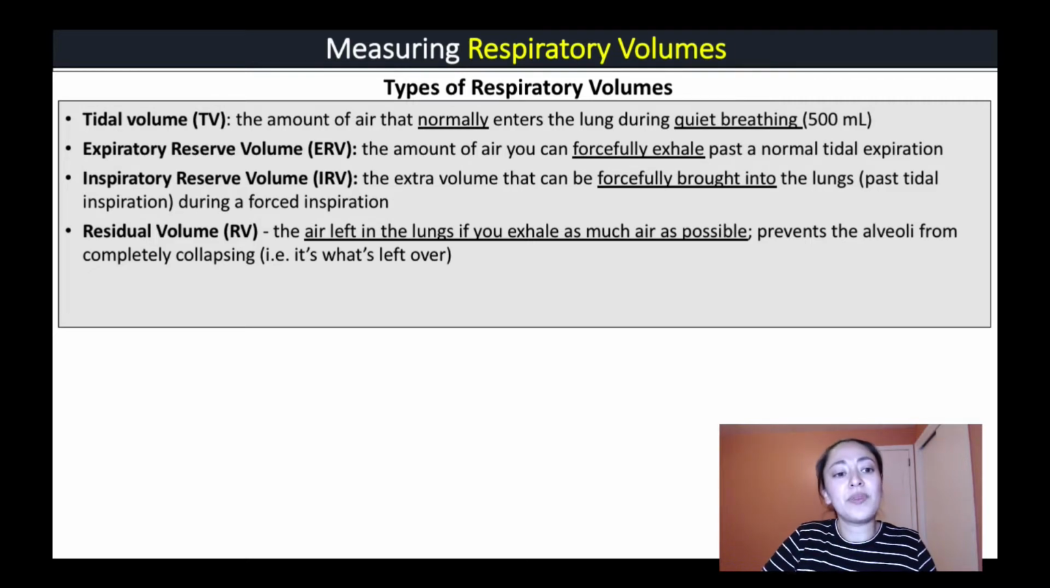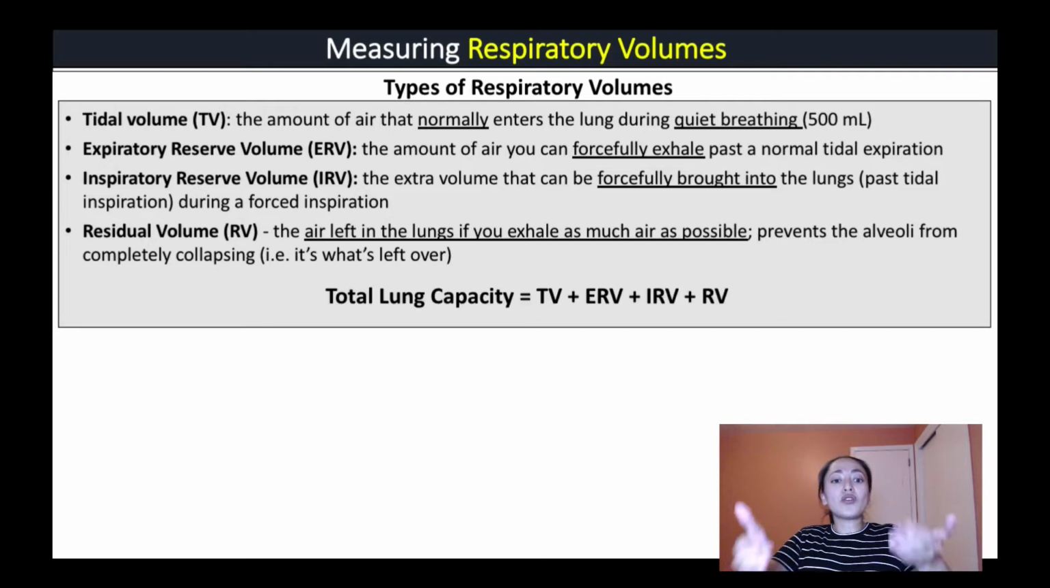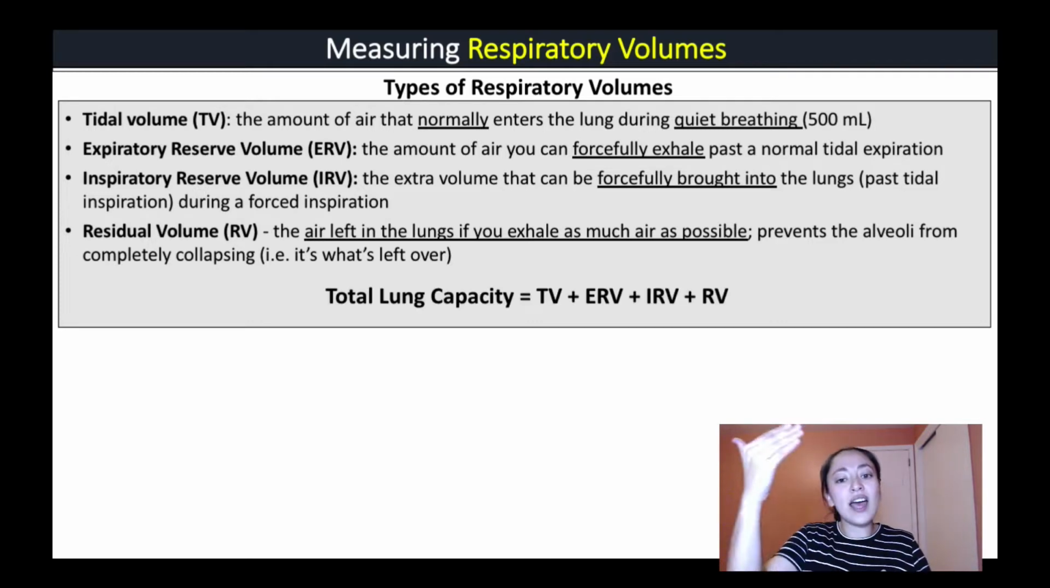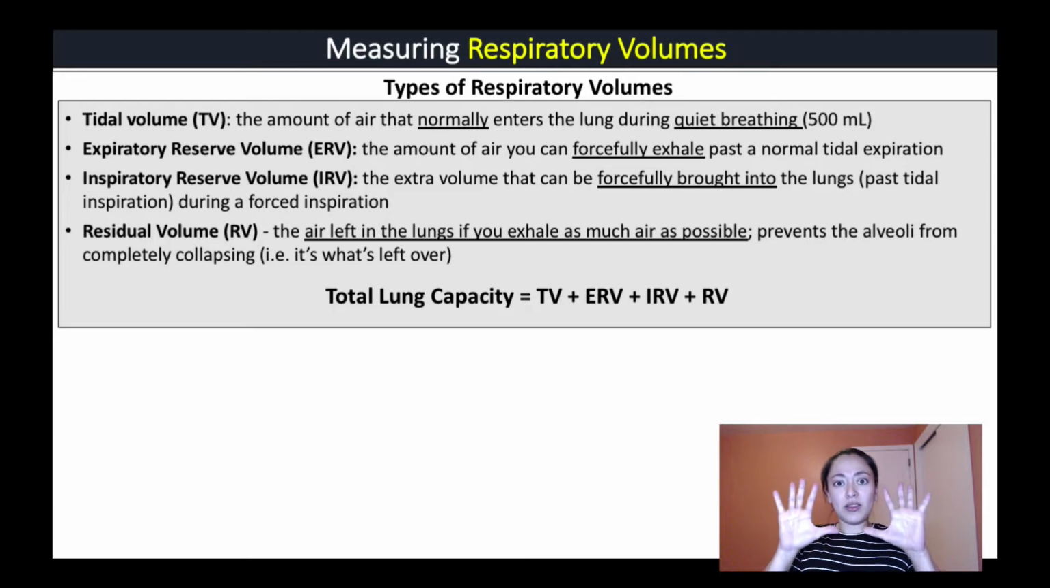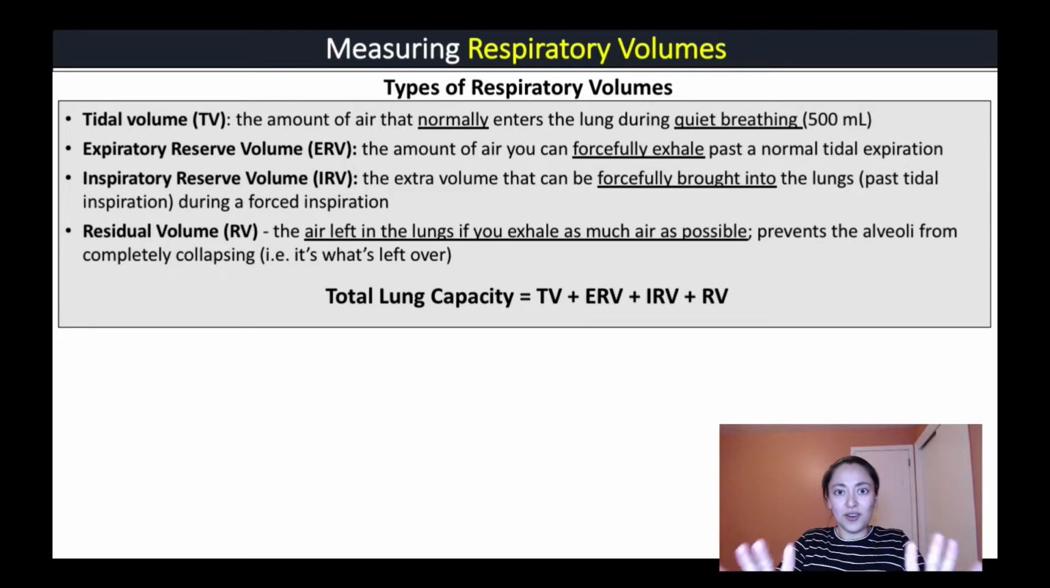So you always have a little bit of air in your lungs even when you try to force as much of it out. If you want to figure out what your total lung capacity is, you would just add up all these numbers. You would add up the amount that you normally breathe in and out, the tidal volume, plus the extra amount you could breathe out, the expiratory reserve volume, plus the extra bit you could breathe in, and also what's left in your lungs. Add all these up, that gives you your total lung capacity.